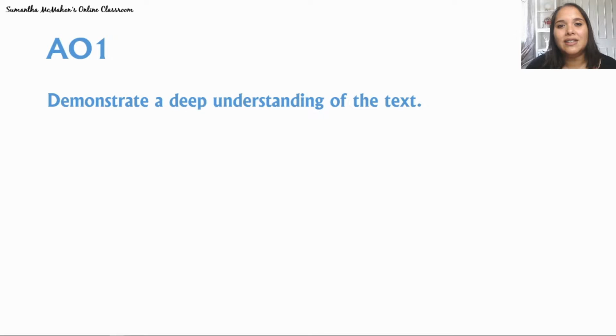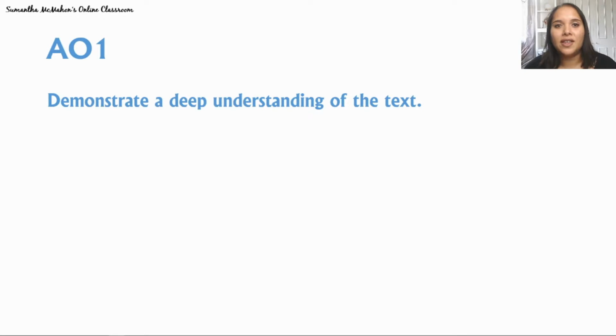Now, this is where you need to demonstrate a very deep understanding of the text that you're studying. Think about how you can do that. Obviously, one of the ways you can do that is to explain what's happening in, let's say, a particular extract. But another way is to link it to different parts of the actual text, which the exam question will actually prompt you to do anyway.